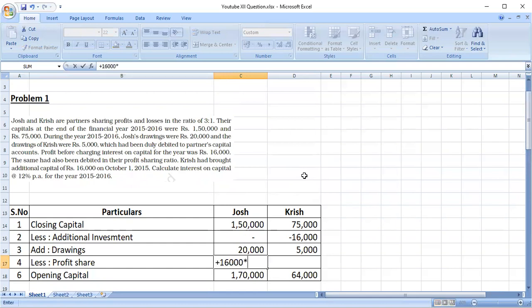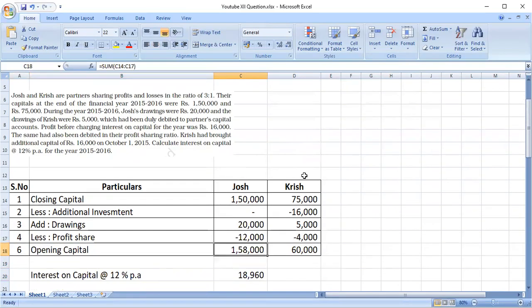The entire profit of 16,000 is divided in the ratio of 3:1 because no interest on capital has been provided. So all of that would have got divided in the profit sharing ratio only, and therefore Josh would have got 3/4 of 16,000, which is 12,000, and Krish would have got 1/4 of 16,000, which is 4,000. So that gives us the opening capital for Josh and Krish, which happens to be 1,58,000 and 60,000.